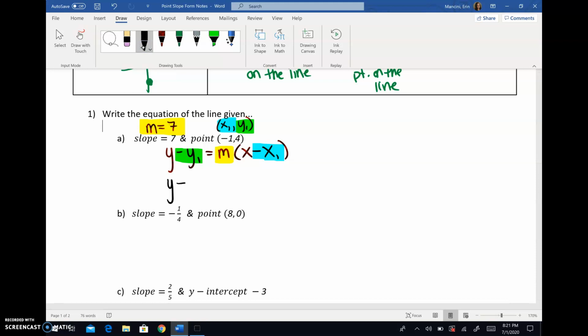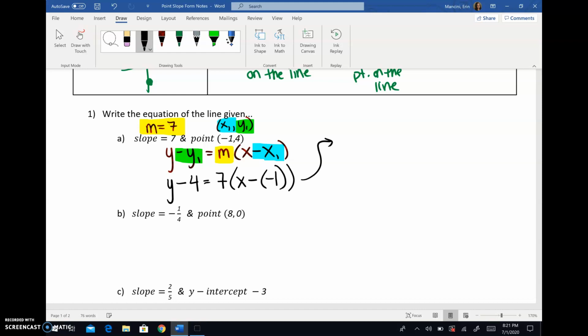So it's y, and then you subtract whatever your y-coordinate is. So your y-coordinate is 4. Then you plug in your slope for m. Then it's going to be x minus your x-coordinate. So it's actually x minus my x-coordinate, which is also -1. So you have a double negative there.